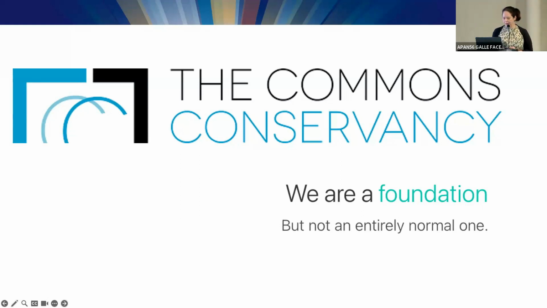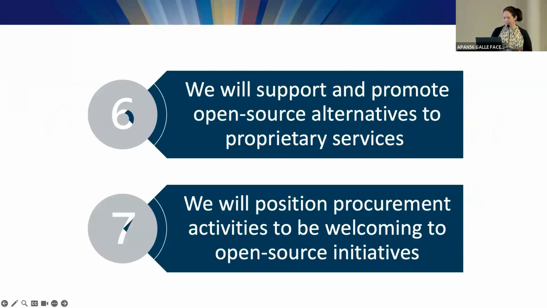But keeping an eye on time, because we're running out quickly, I'm going to hand over to Casper to talk about 6 and 7 of our principles. So principle 6, we will support and promote open source alternatives to proprietary services. And principle 7, we will position procurement activities to be welcoming to open source initiatives.